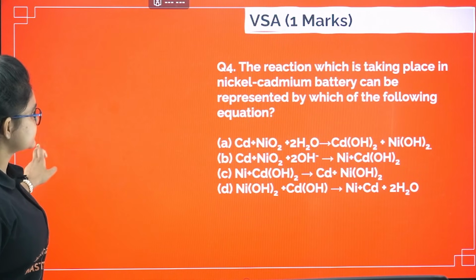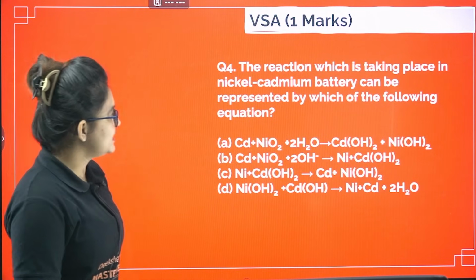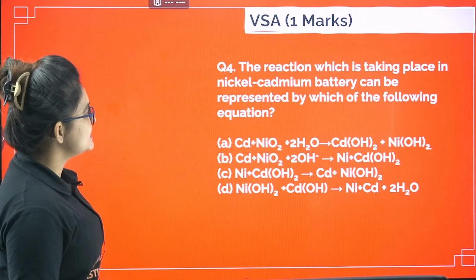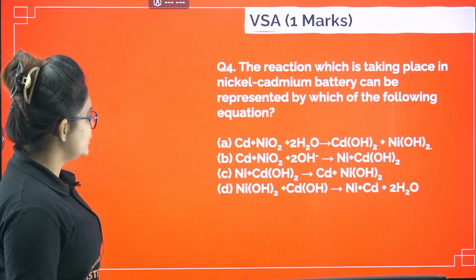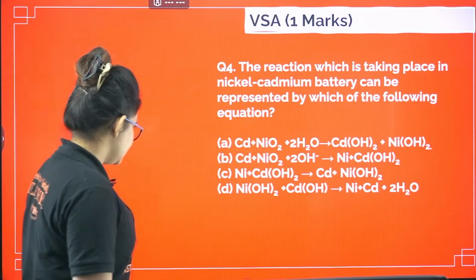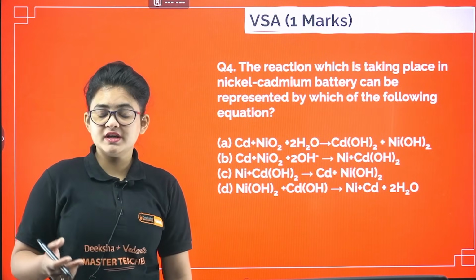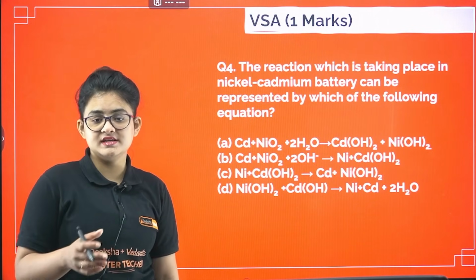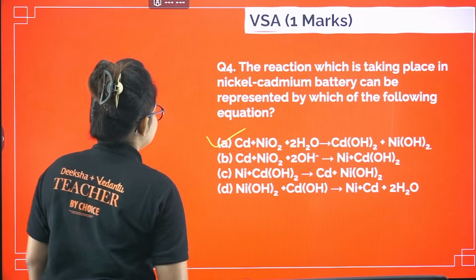Okay, first question, the reaction which is taking place in nickel cadmium battery can be represented by which of the following reactions? So basically here cadmium gets converted to cadmium hydroxide and nickel oxide gets converted to nickel hydroxide. So option A will be the correct one.